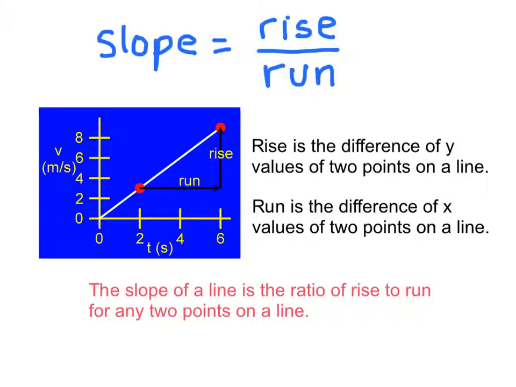Looking at the picture, you can see how rise would be the amount of change between 2 points on a line in the y direction. And the run would be the amount of change for those same 2 points in the x direction. This is what we call slope.